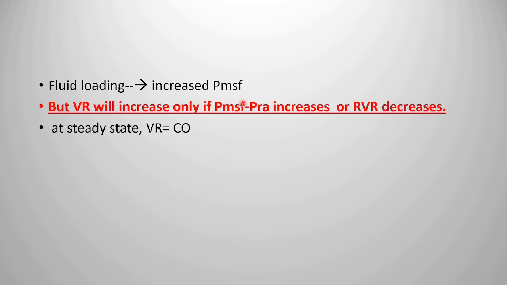So with fluid loading, if there is increased systemic filling pressure, venous return will only increase if this difference between the filling pressure minus the right atrial pressure, which is CVP, increases, or your resistance to venous return decreases. Resistance to venous return depends upon capacitance and compliance of the arterial system. At steady state, ideally, in hypothetical Guytonian models, venous return equals cardiac output, and we get vascular function and cardiac function curves, which also depict this physiology in various ways.